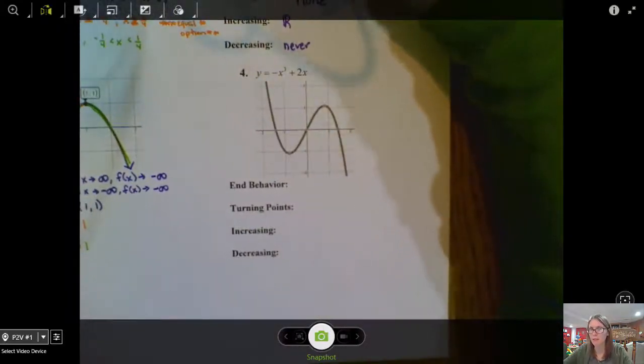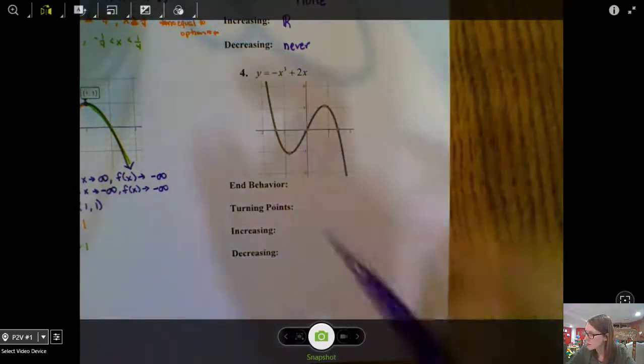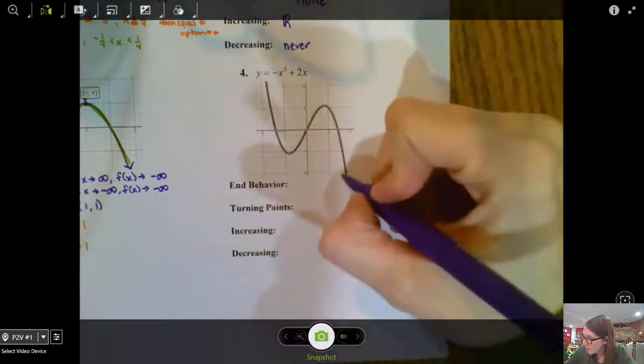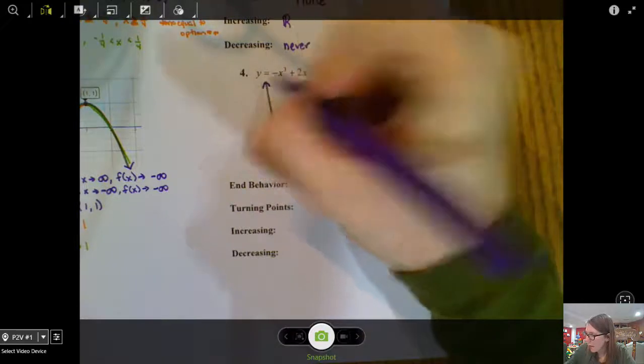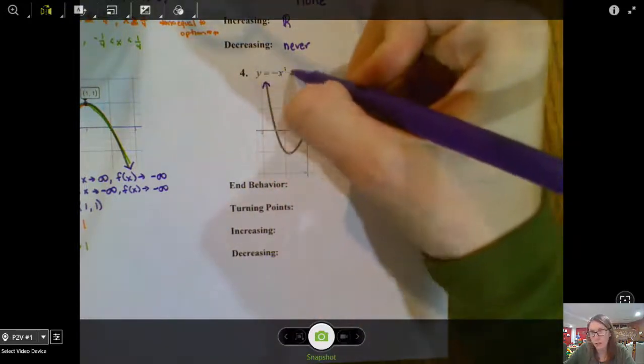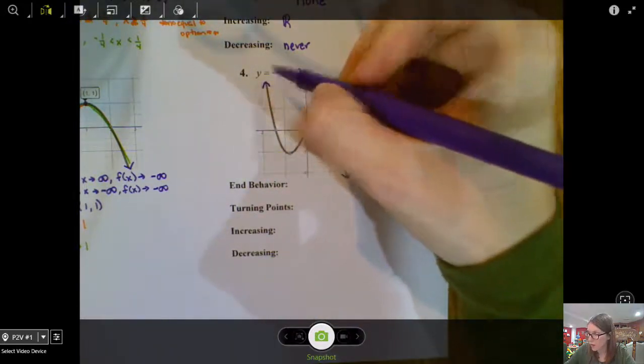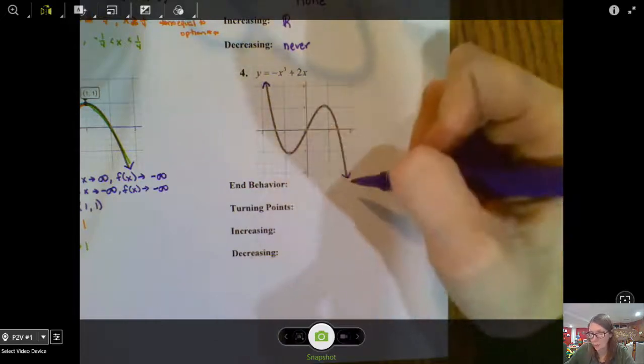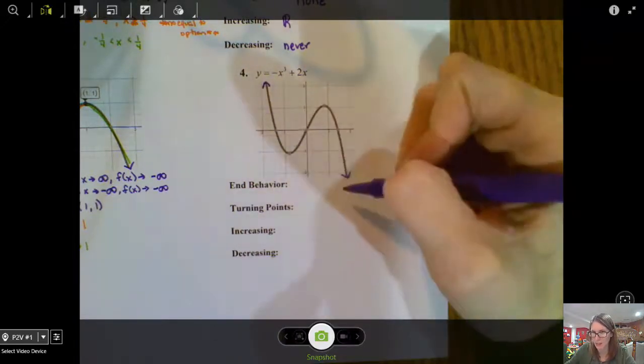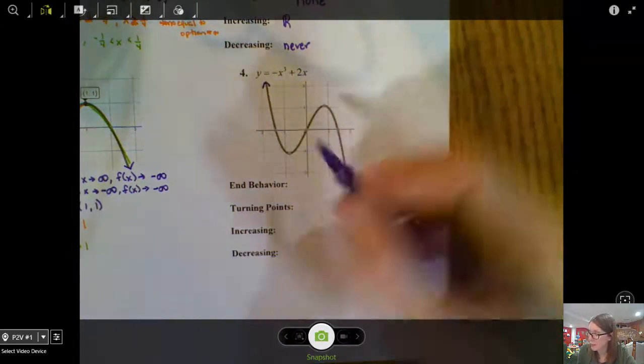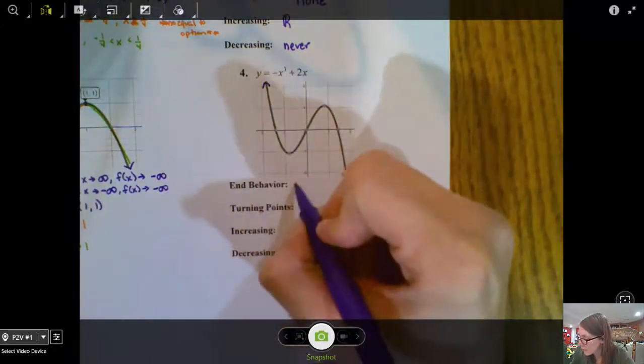Number 4, y equals -x to the third plus 2x. Again, arrows on both ends. And I have a degree of 3 here, with this negative in front though, which makes my ends do what they're doing. Okay, my ends go opposite directions, and this right end is going down here because of that negative.